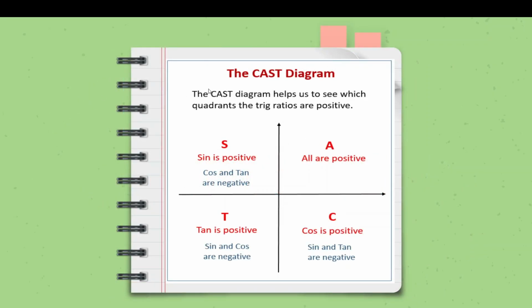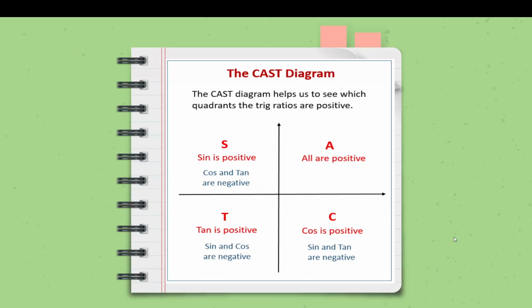As you can see, the CAST diagram helps us to see for which quadrants the trig ratios are positive. If the trig ratio is in this one, which says A, it's always positive. While in this one, only sin is positive, and in this one only tan is positive, and in this one only cos is positive. The rest, you can see, cos and tan are negative here, sin and cos are negative, sin and tan are negative.